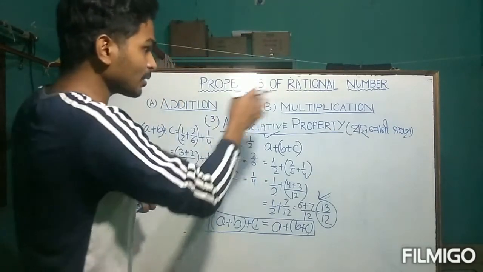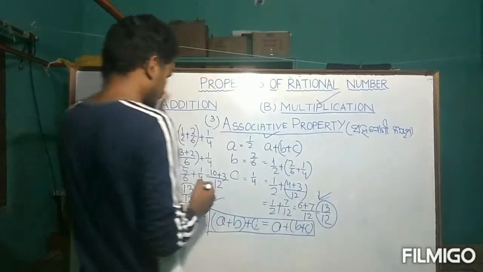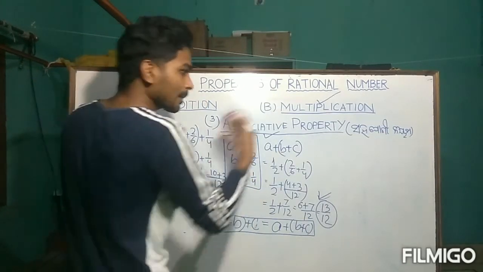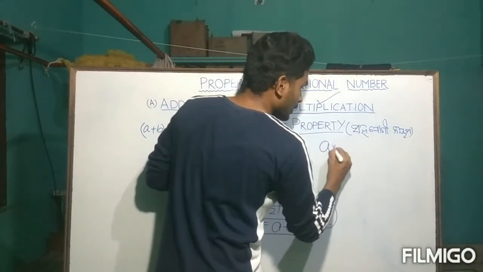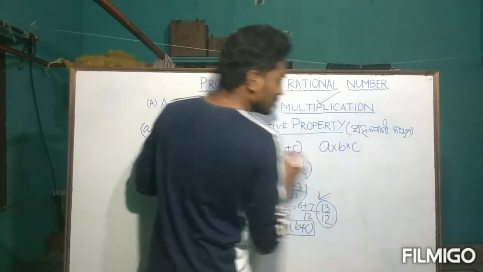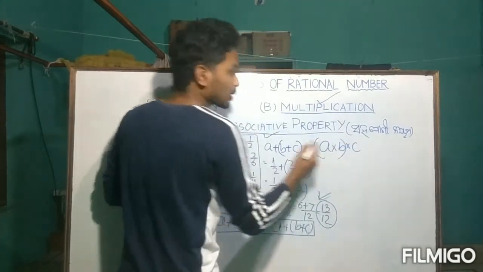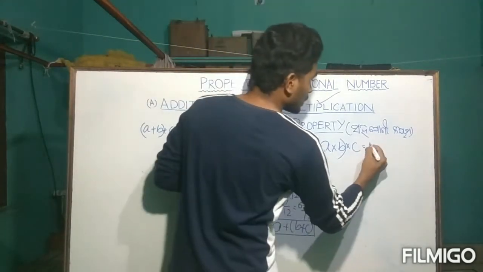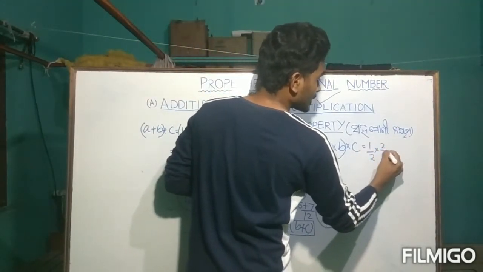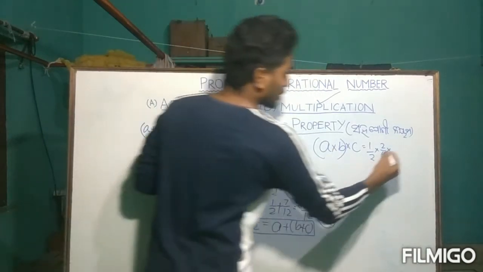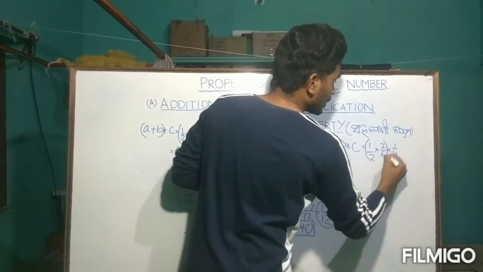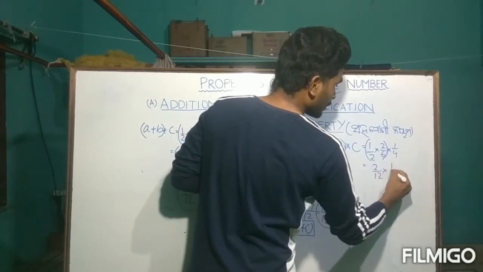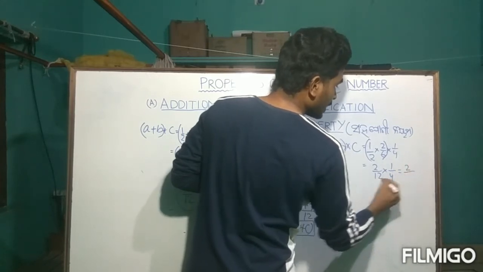Understood or not? Now we come to the multiplication side. As we have a is half, b is 2 by 6, c is 1 by 4. Now we have to find a into b into c, putting the bracket on the first term. So the result: 1 by 2 into 2 by 6 into 1 by 4 is equal to 2 by 12 into 1 by 4, which is equal to 2 by 48.